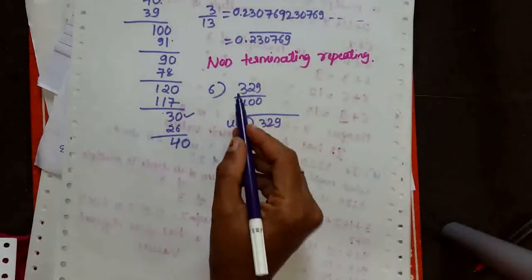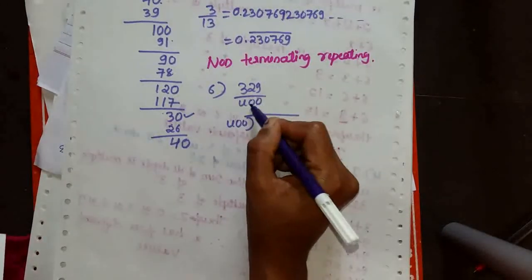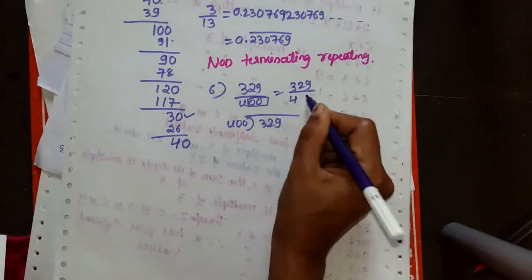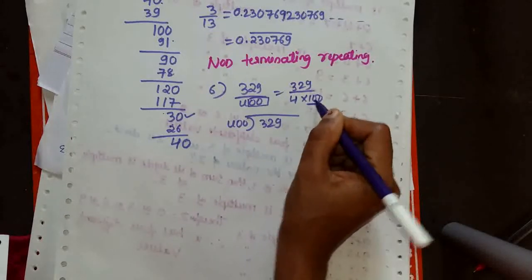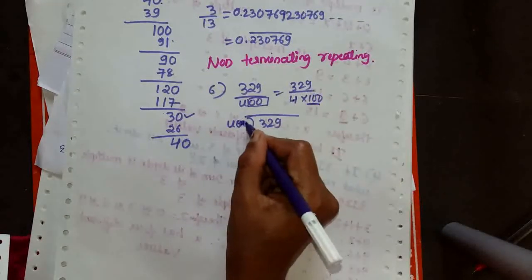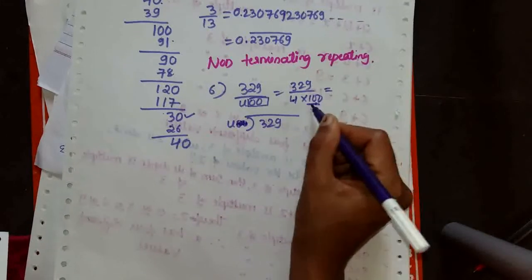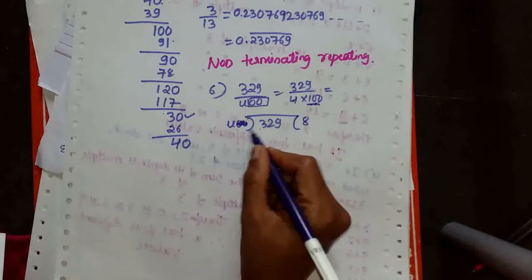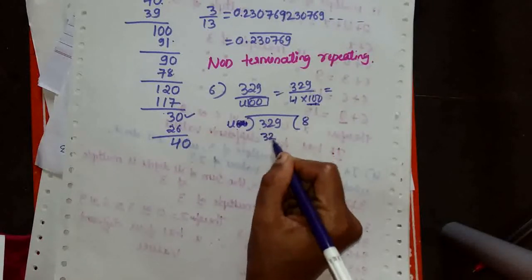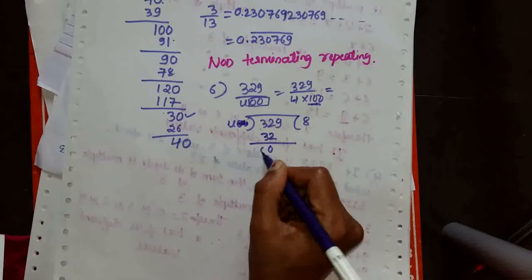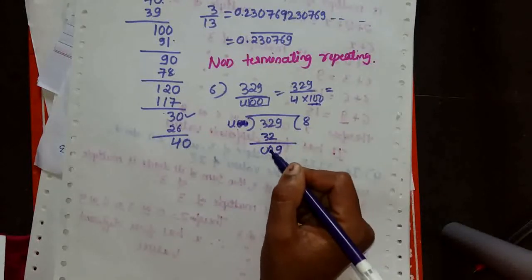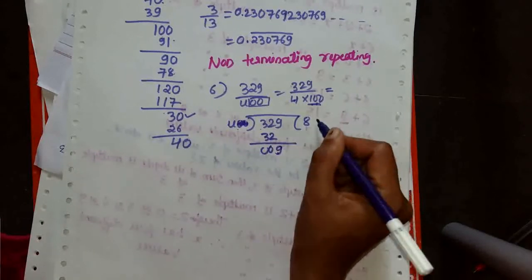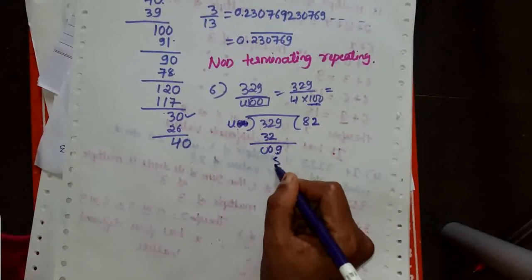Sixth question is 329 divided by 400. Here I don't consider these zeros, I just take 329 divided by 4 into 100. I just write 100 as it is and divide this by 4. So 4 8s are 32. Here 0, 9. Then 4 2s are 8, 9 minus 8 is 1.